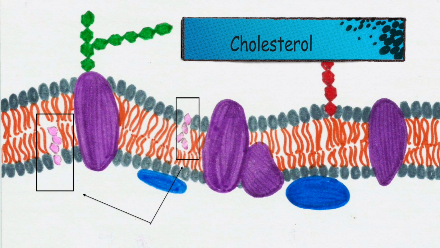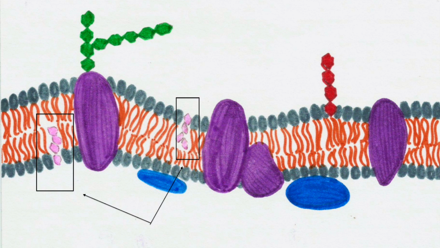Another lipid in the cell membrane is cholesterol, which is located in the interior of the bilayer. Its purpose is to make the membrane more fluid and flexible at lower temperatures by preventing the phospholipids from packing together so tightly. At higher temperatures, it reduces phospholipid movement to prevent the membrane from falling apart.